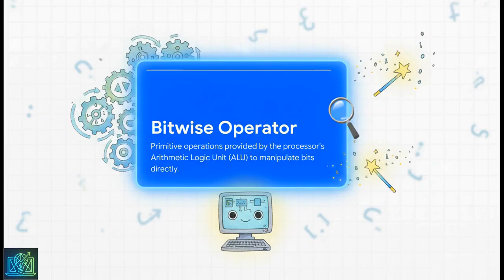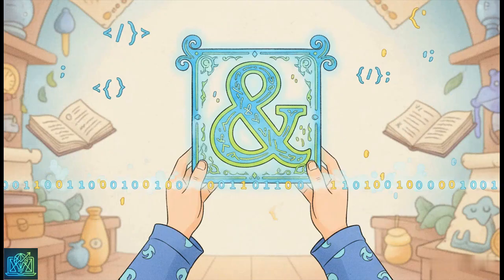See, instead of politely asking the computer, "Hey, would you mind checking if this number is odd?" we can just speak its language directly and say, "Yo, is your last bit a 1?" It's the difference between asking a stranger for directions versus knowing the secret alleyway that gets you there in half the time. Okay, first tool out of the box is the AND operator.